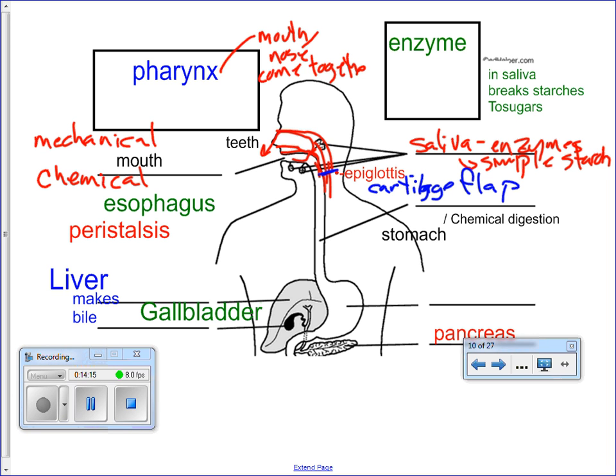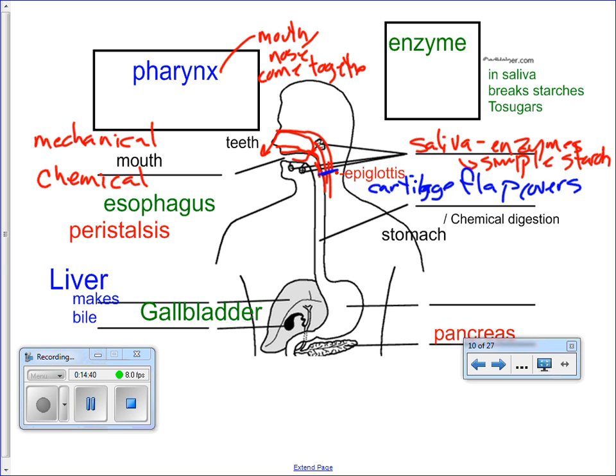We have all had the experience where something goes down the wrong tube, and your body fights really hard to cough it back up. It's very uncomfortable. Your lungs can't digest food, so it needs to go down the right tube. Cartilage flap that covers the windpipe when you swallow.